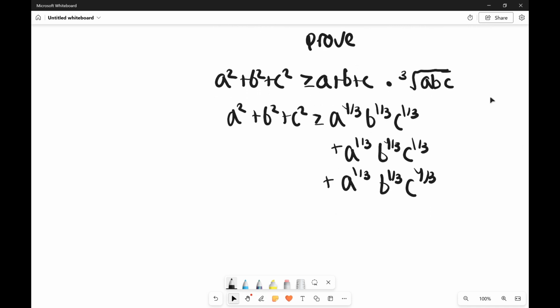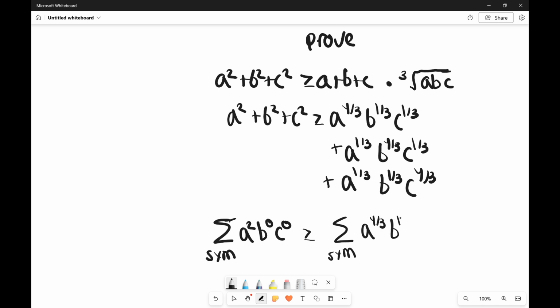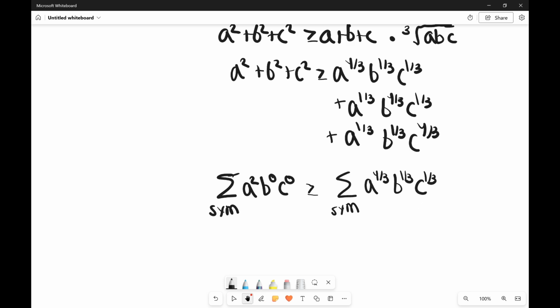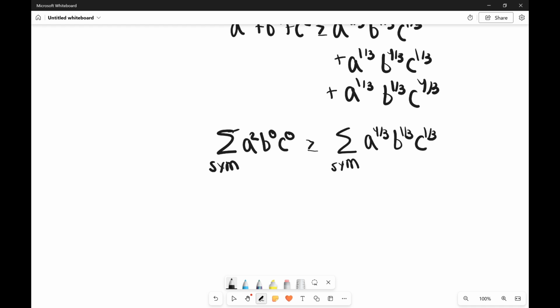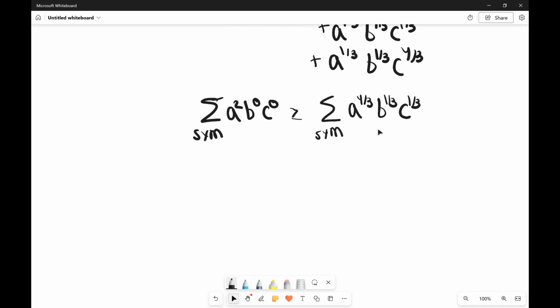And since we don't have 6 terms on each side, as we should have in the symmetric sum, let's multiply both sides by 2. Then one can notice that we indeed get the symmetric sums. So we get the symmetric sum of a squared, b to the 0, c to the 0, because we want to get it into the form of Muirhead to see if we can finish by that. And it's greater than or equal to the symmetric sum of a to the 4/3, b to the 1/3, c to the 1/3. So we can only hope that this sequence here majorizes that one.